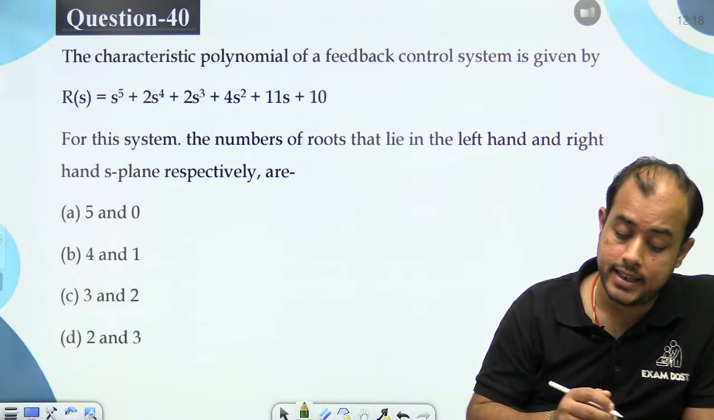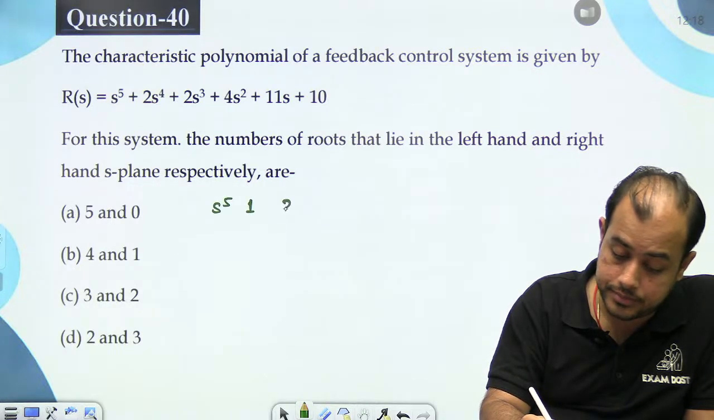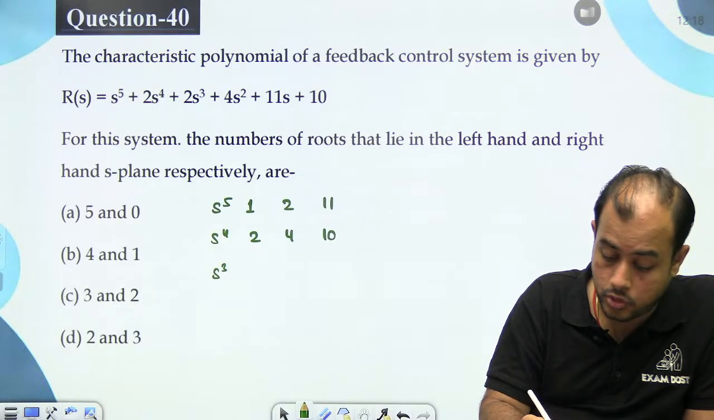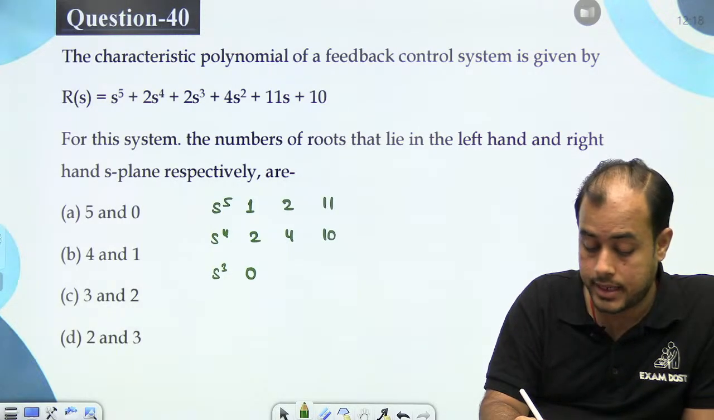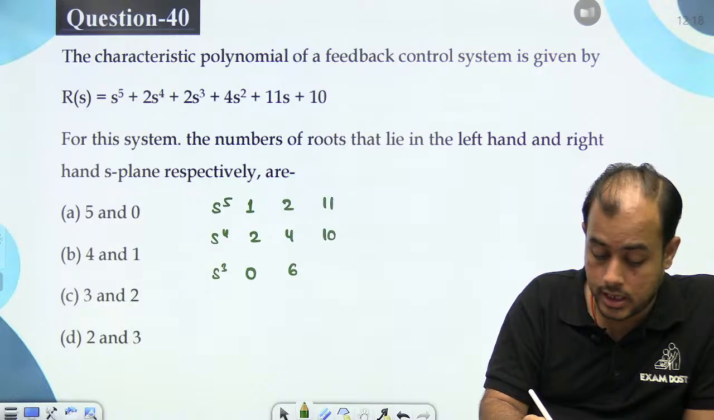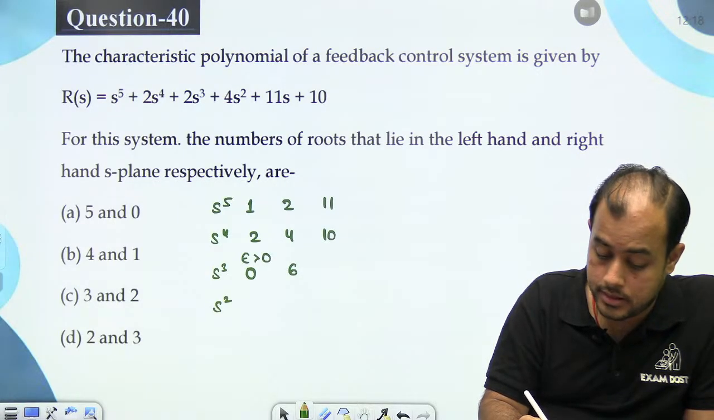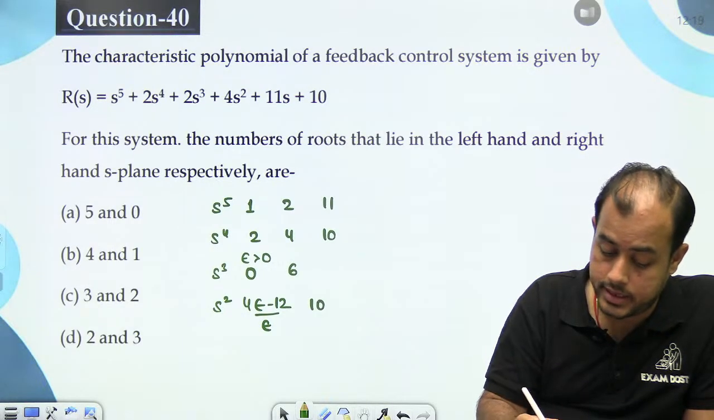ESE 2018, number of roots lying in the left half and right half. Four minus 4, 0. 22 minus 10. That is 12, 6. Now take this to be epsilon greater than 0, S square. 4 epsilon minus 12 by epsilon. And 10 epsilon, 10 will be directly.